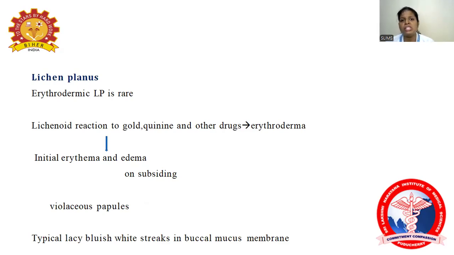Okay, here the patients will not be itching or scratching. They will do rubbing, because scratching can give pain to the patient. So there will be typical lacy bluish white streaks in the buccal mucosa, which is known as the Wickham striae. So you should examine the oral mucosa also in lichen planus patients.